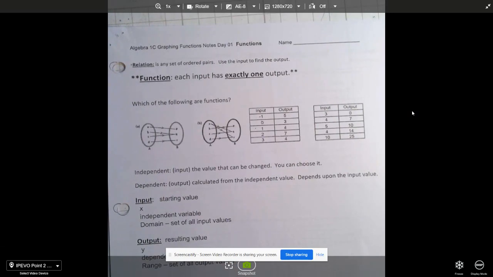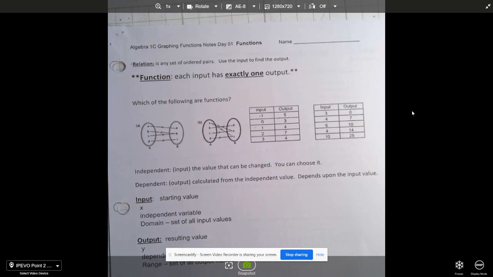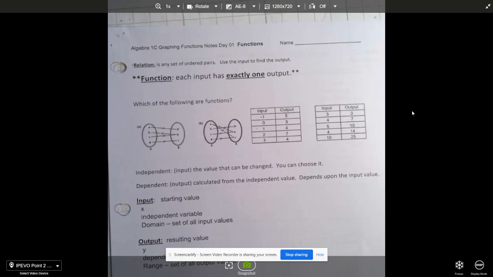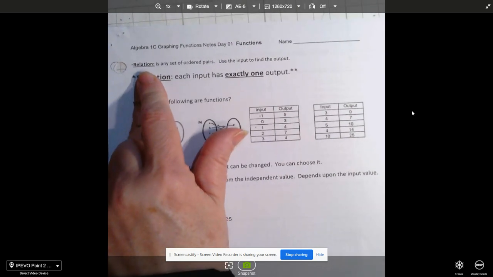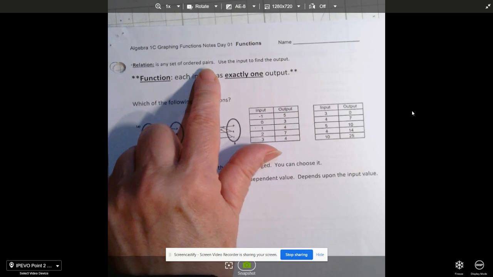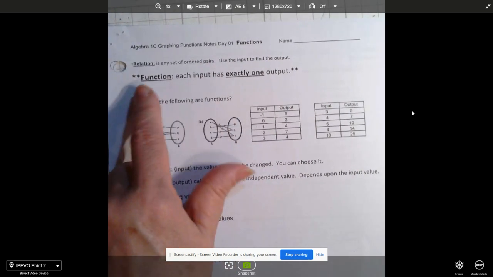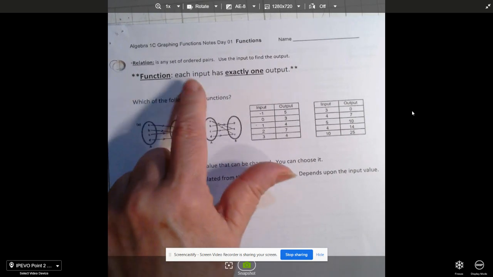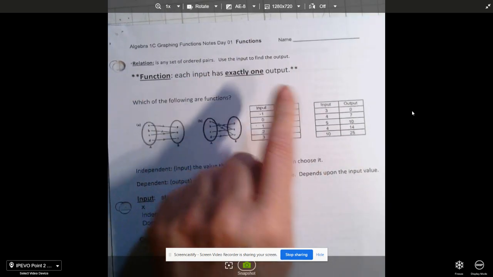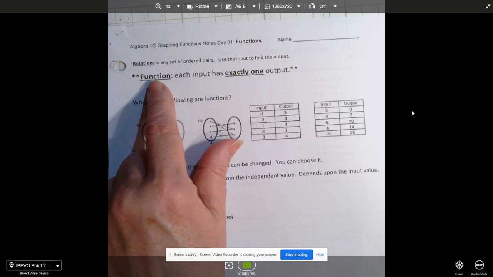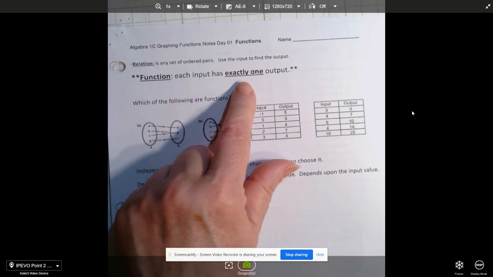Right, so now we're going to talk about functions in this chapter. And the beginning is just really a lot of definitions. So first of all, a relation is just any ordered pairs. So any x and y is a relation. But a function is when each input has only one output. So every x has only one y.